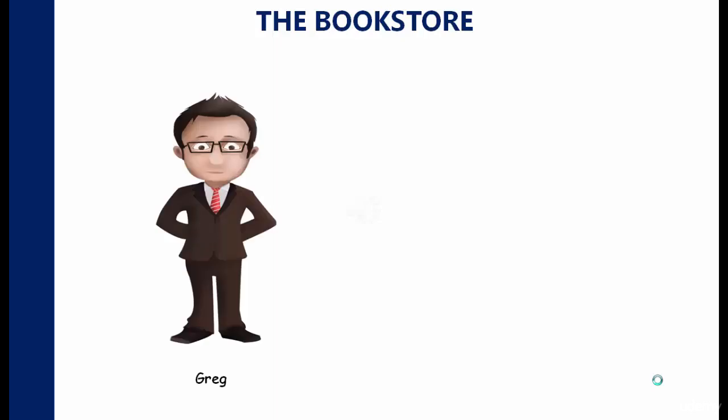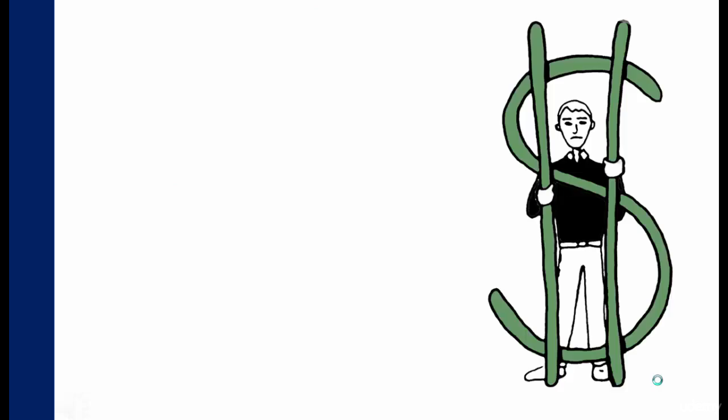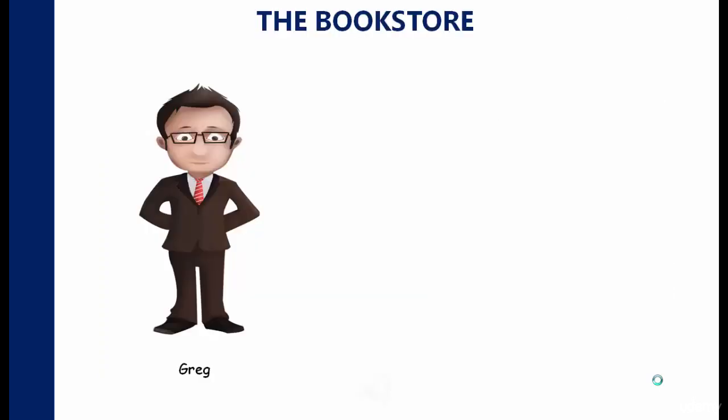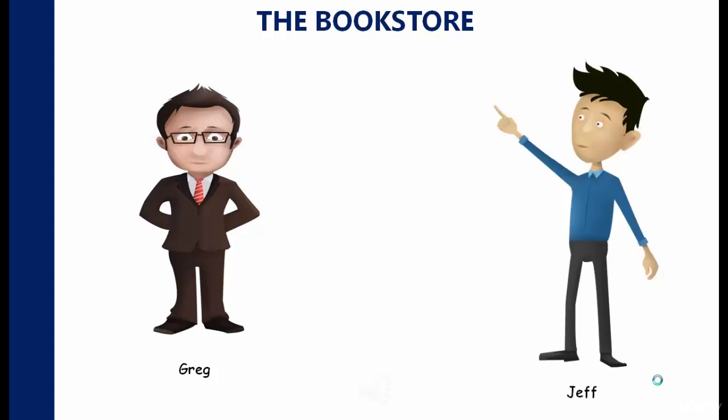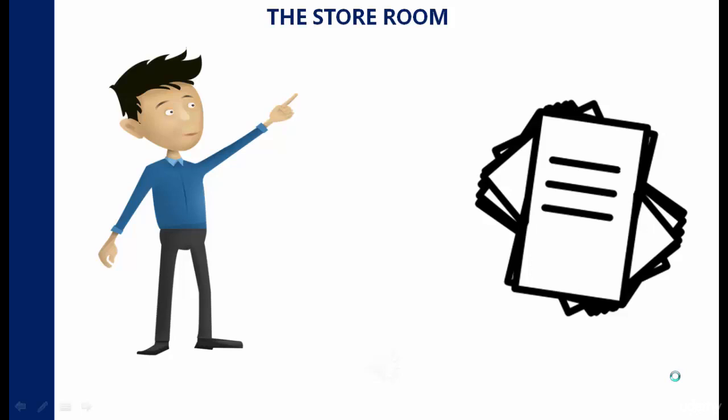This is Greg. Greg started a bookstore. To promote his bookstore, Greg offered a 30% discount on all his books. Greg started keeping the books and customer records manually in a notebook. After the end of the sale, Greg asked his store manager, Jeff, to give him the name, interest area, and mobile number of all the customers who bought books during the sale. So when Jeff went to the record room and started searching the records, he was completely confused and could not decide how to start.